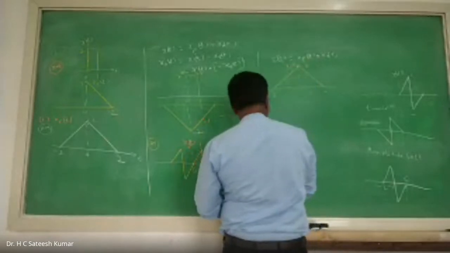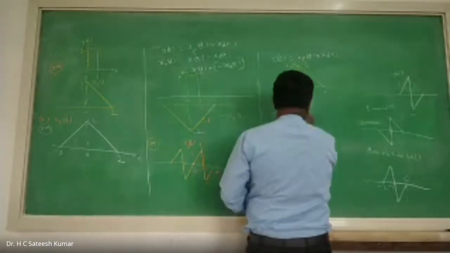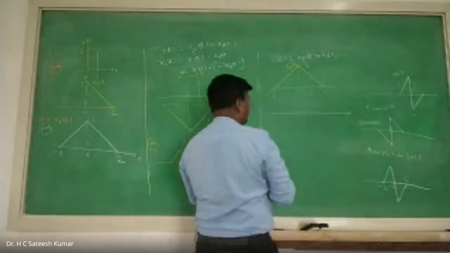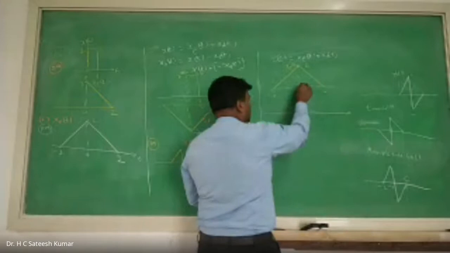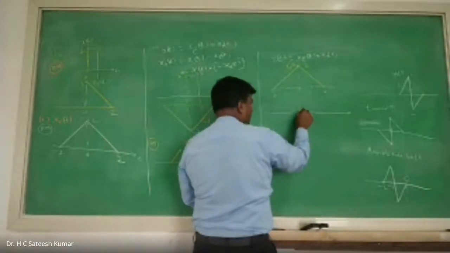Xo of t is nothing but what? Xo of t is the double fold of. Okay, right. Xo of t is as it is, you copy it.